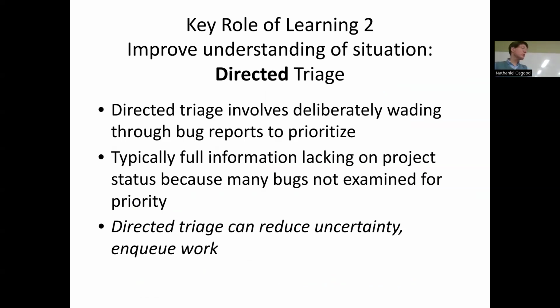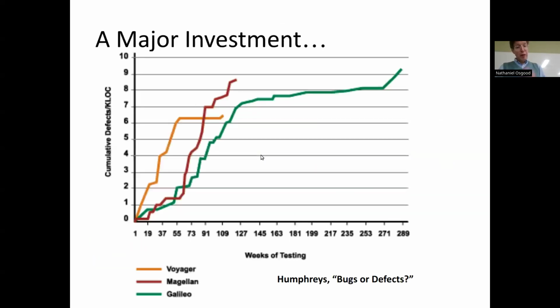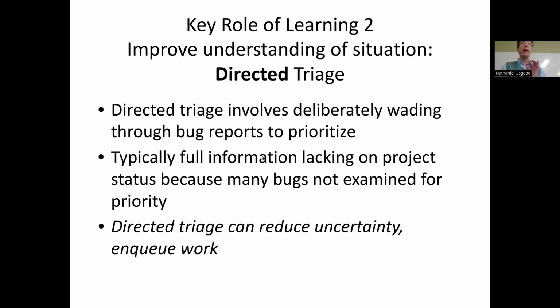And this is a process I would like you to consider using in your teams in the coming weeks. It's called directed triage. It's different from the triage we talked about here, which is really about figuring out which bugs we're going to fix. Directed triage is a learning process.